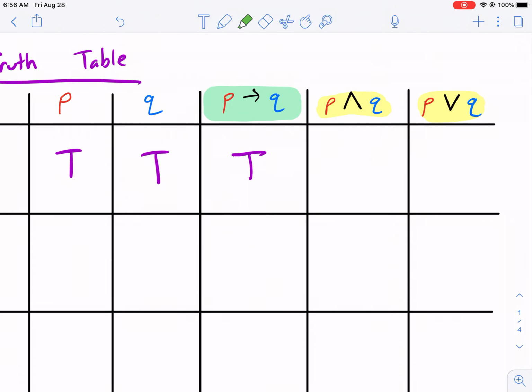Did I use this color? I don't know what color I used for there. I used this color, I suppose.